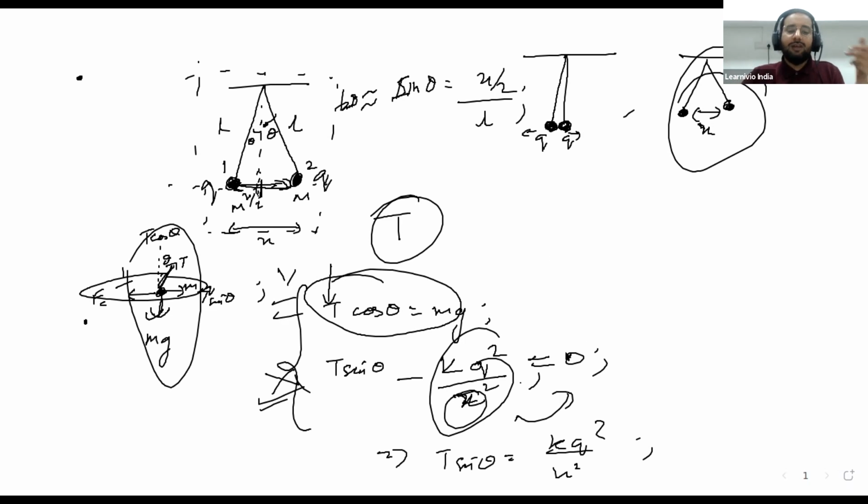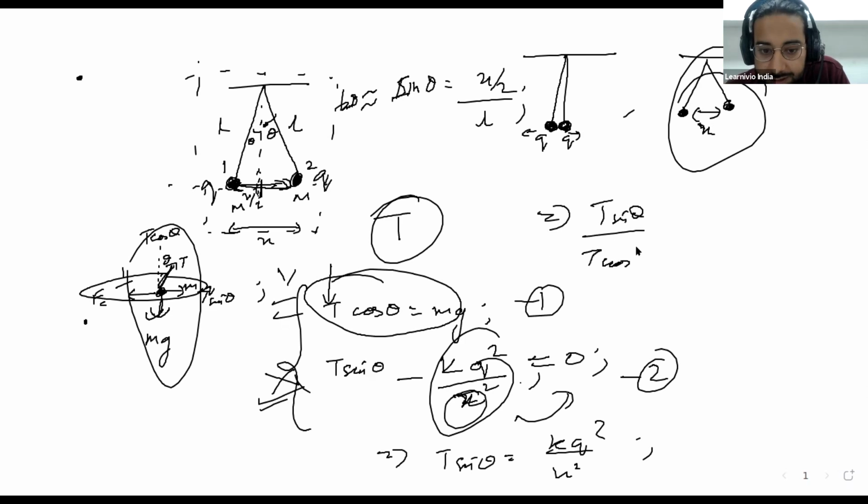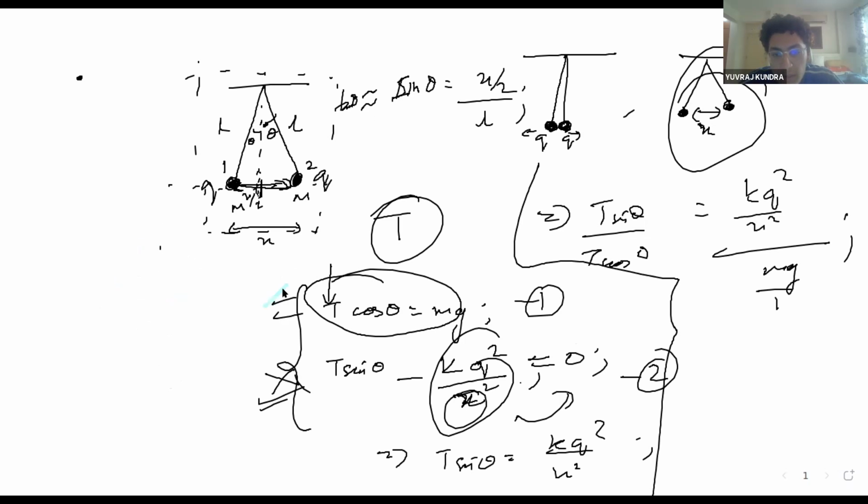How do you go ahead and solve the system? Well, you need to remove one of the variables. Which variable do you want to remove first? Obviously the tension, because tension is something that you don't want to calculate. So let's remove that. How do you remove that? Well, take this as equation one, take this as equation two, and let's just divide the two, right? So what do you get? You get T sine theta over T cos theta is equal to kq square over x square over mg over 1, correct? Lovely.